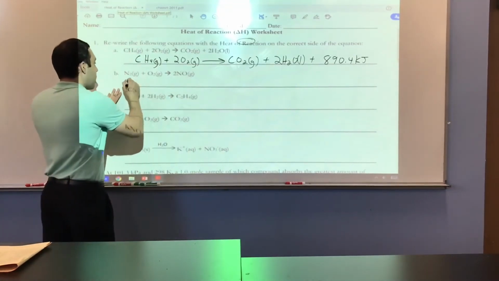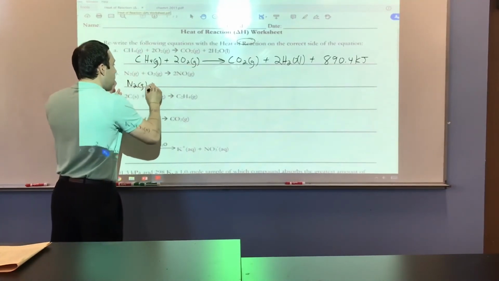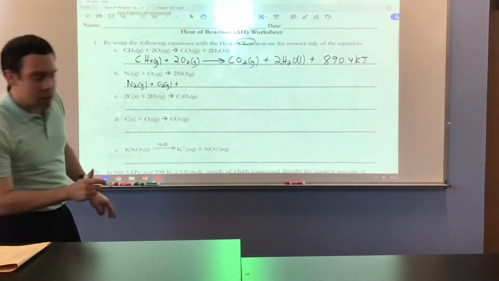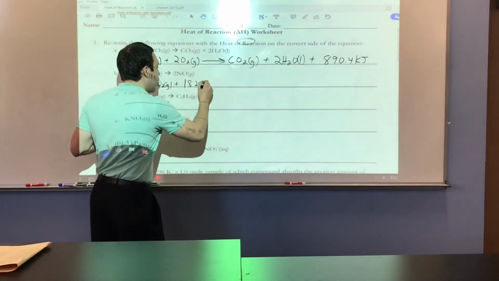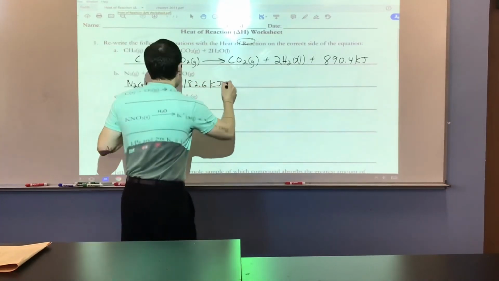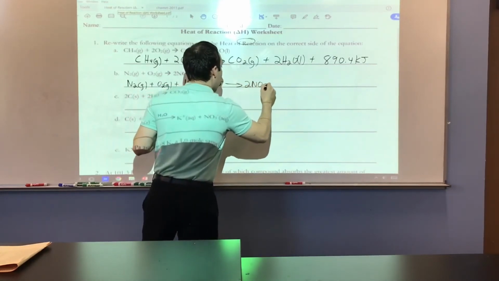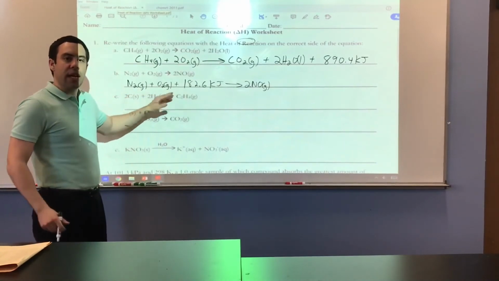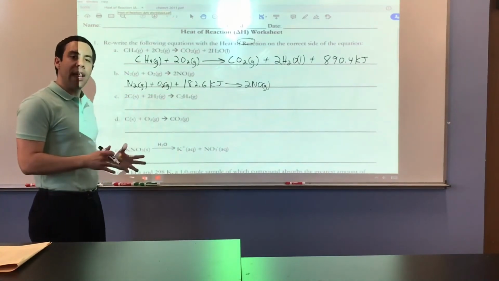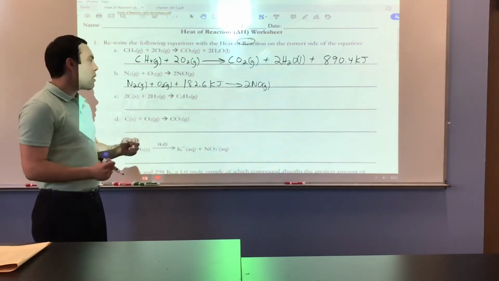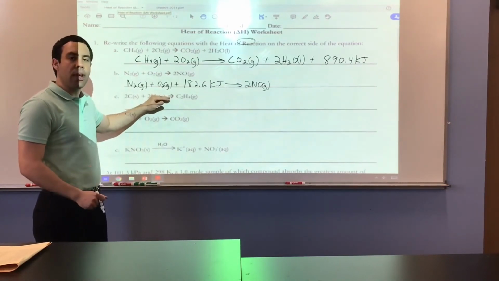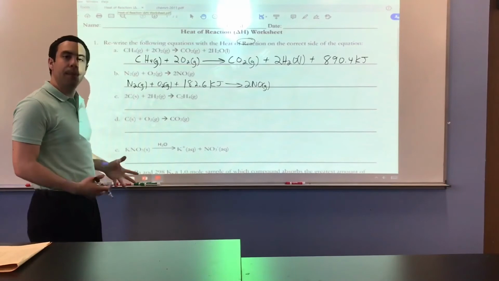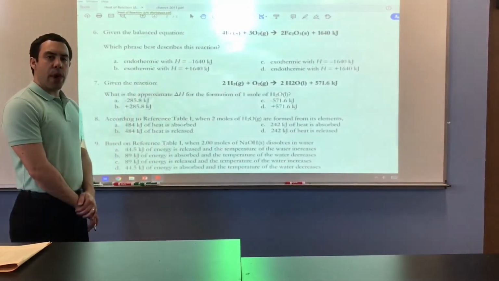So we rewrite it, N2 gas plus O2 gas plus 182.6 kilojoules yields 2NO gas. The heat energy is on the left side. It is going into the reaction, which tells me the reaction is absorbing heat, therefore it is an endothermic reaction. Please do problems 1C, D, and E. Now, let's look at question 6.